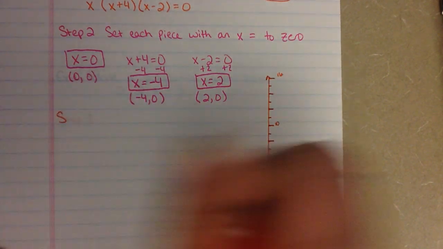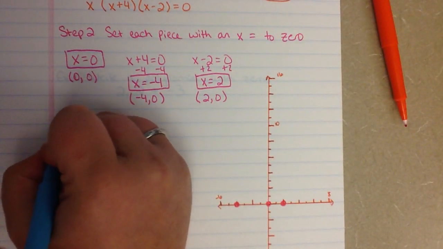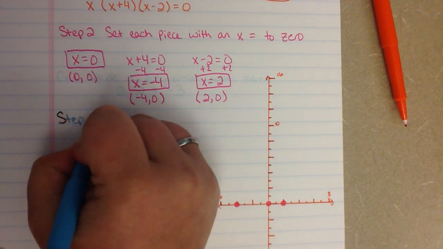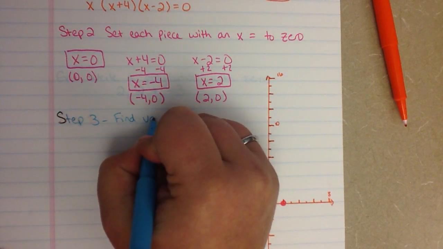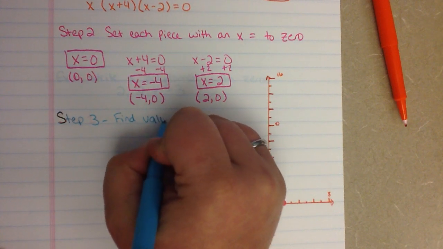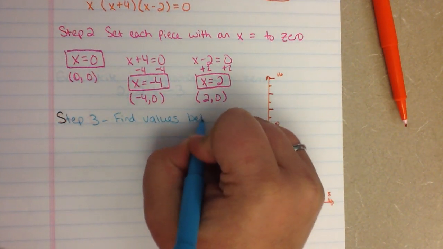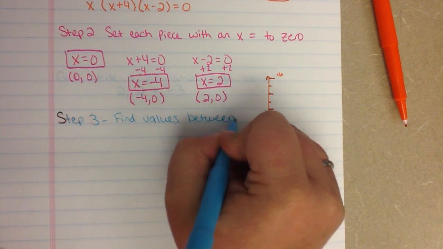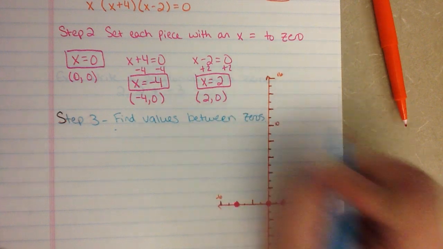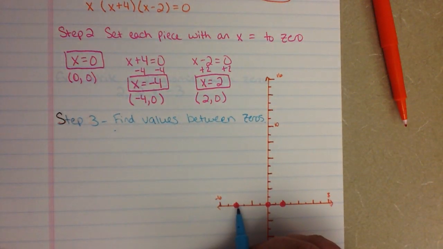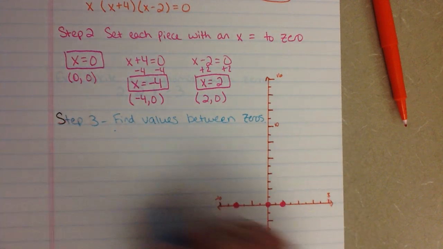We'll do step 3. We need to find some y values between our zeros. Okay, so here's my first 0. It's at negative 4, and my second 0 is not until 0. So what's about halfway between negative 4 and 0? Well, negative 2.